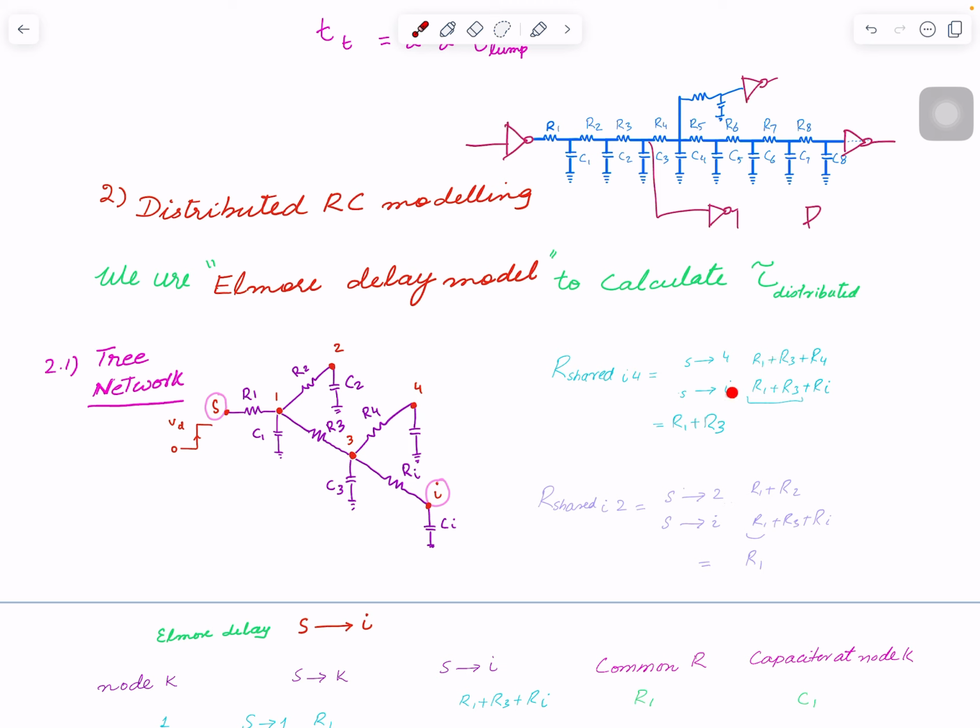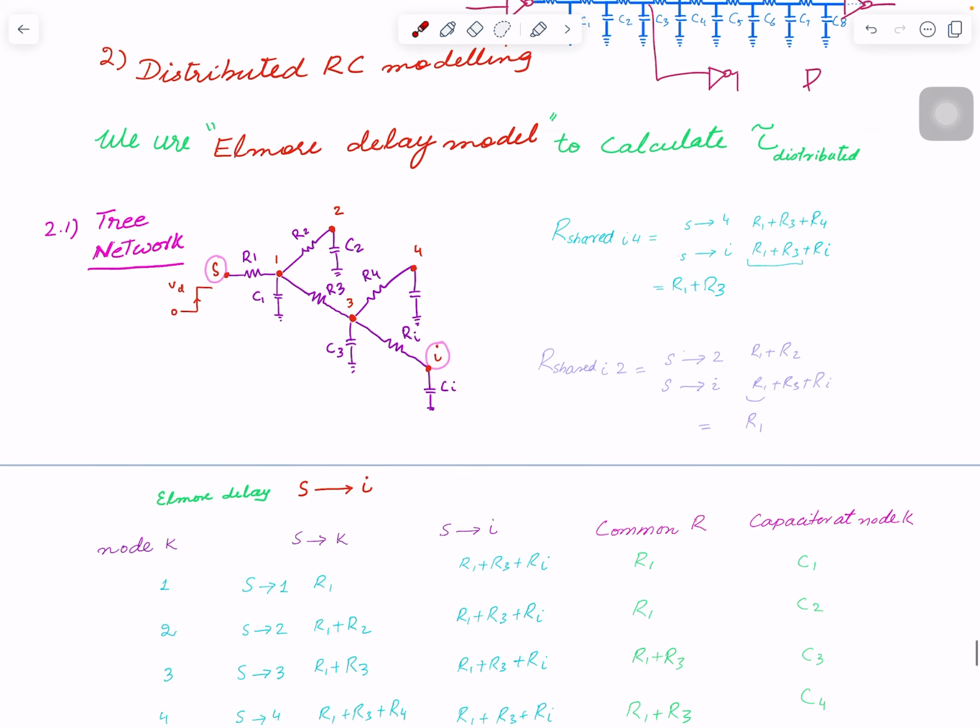Source to node i, these are the resistances you add up. The common is R1, R3, so you need to find that. Capacitance is easy, we will look into an example. The resistance gets a little tricky. Between i and 2, you look at this path and this path and look at what the common resistance is. If you go from source to 2, you have R1, R2. If you go to i, you have R1, R3, Ri. The common is only R1, so you consider R1. You understood that? If not, you will get it better.